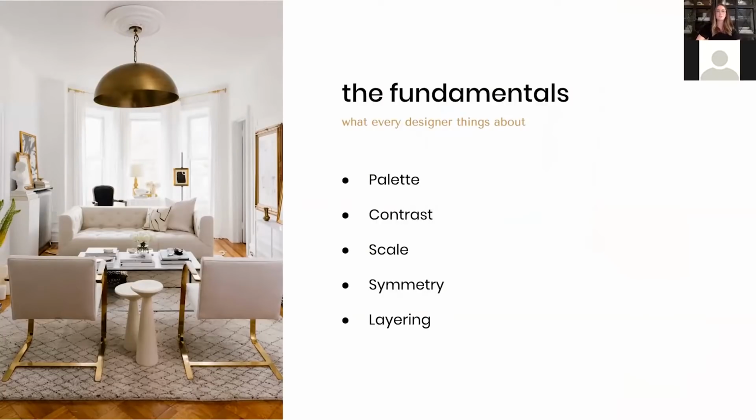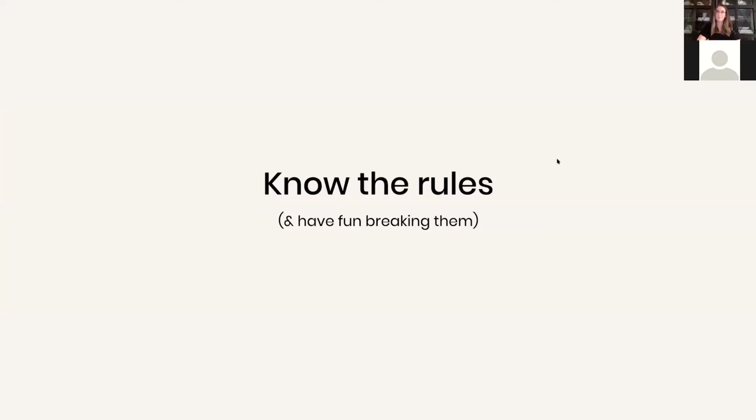All right, so once you've identified your personal design style, there are a handful of rules that we designers follow when creating a space. These are the ones we think about the most, that I'll walk through today, but there are others as well. So I'm going to talk about what palette, contrast, scale, symmetry, and layering mean when it comes to design, and how those translate in the space.